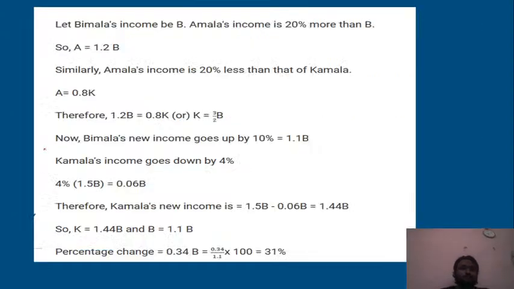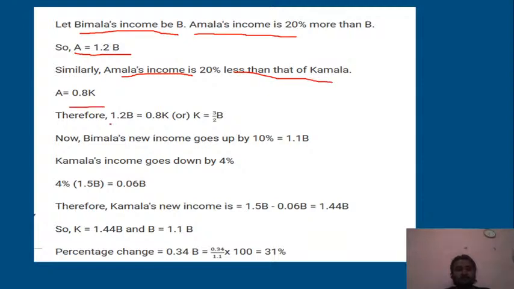Okay, so now we can say that let Bimla's income be B. So Amla's income is 20% more than B. So A is equal to 1.2B. Now it also says that A's income is 20% less than K. So A is 0.8K. So I get a relationship that 1.2B is equal to 0.8K, or K is equal to 3 by 2 B.